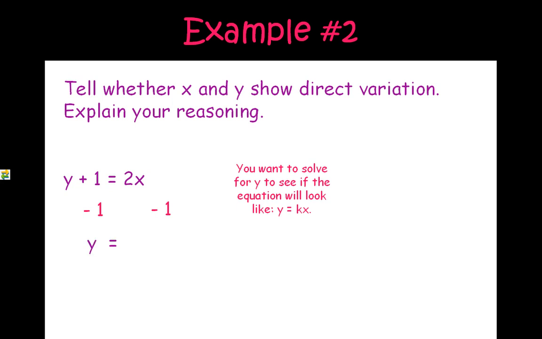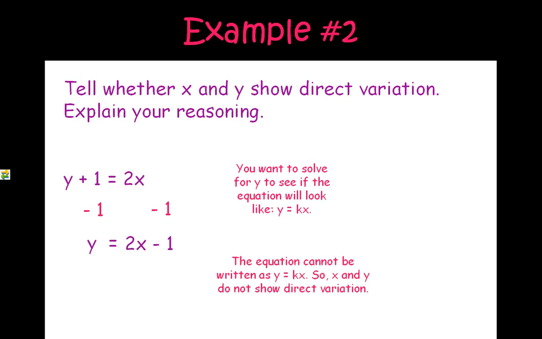The 1s will cancel out, leaving us with y is equal to 2x minus 1. Now, that does not look like y equals kx. The 2 would be k, but that minus 1 makes it so that it does not show direct variation. It cannot be written as y equals kx, so x and y do not show direct variation.